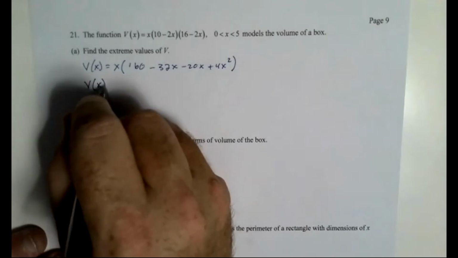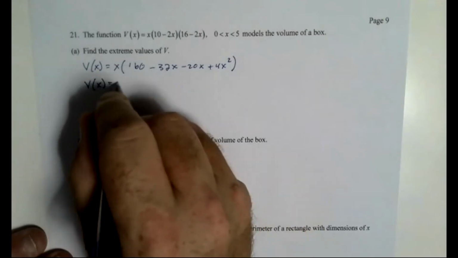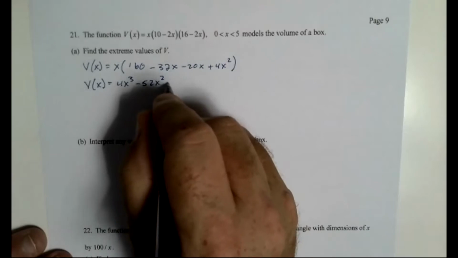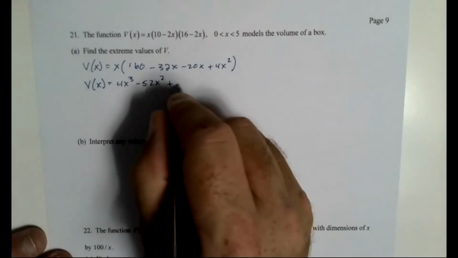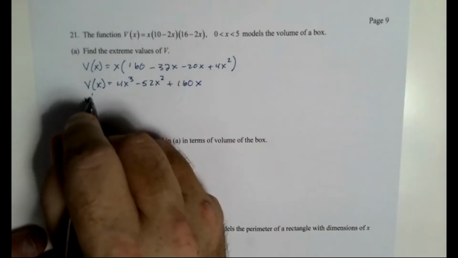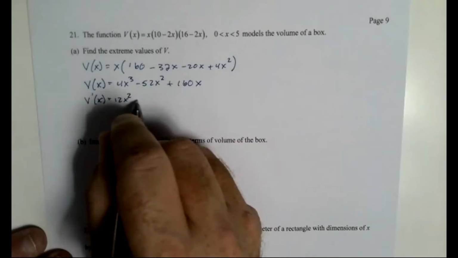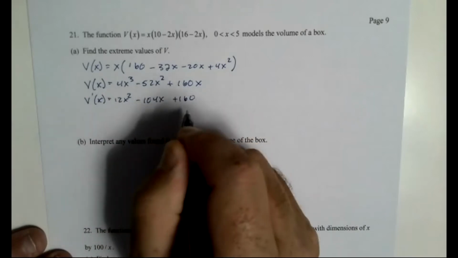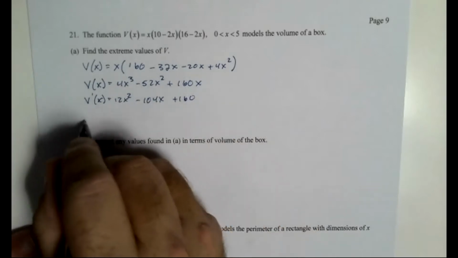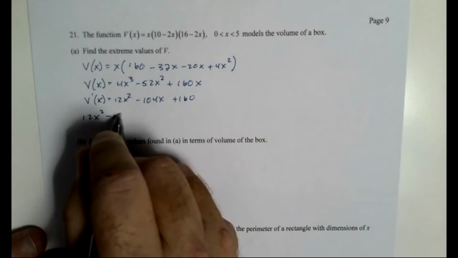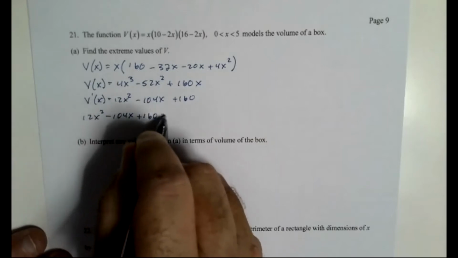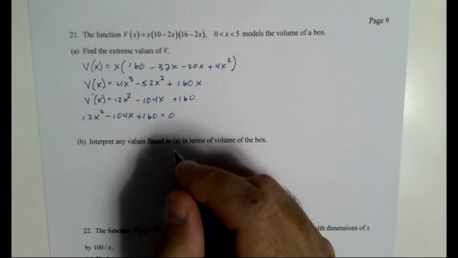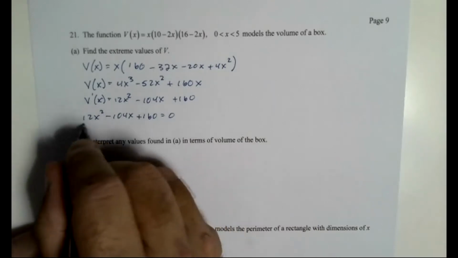V of X equals 4X to the third minus 52X squared plus 160X. V prime of X equals 12X squared minus 104X plus 160. Set it equal to 0, 12X squared minus 104X plus 160 equals 0. Man, this is some ugly factoring, but I can pull out a 4.